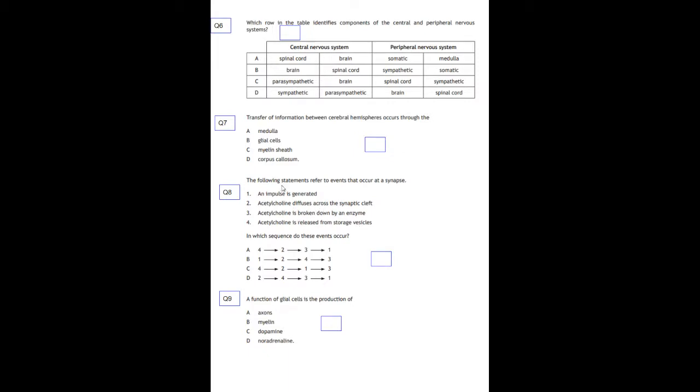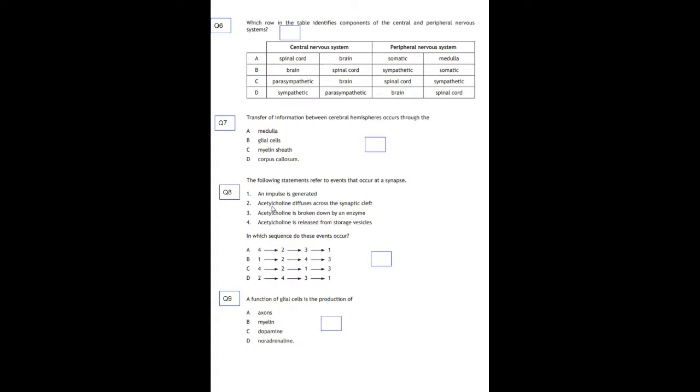If we think about it logically, we are trying to move an electrical impulse from before the synapse to after the synapse. So the thing that happens at the end is that this impulse is likely to be generated. That would be the logical thing to do, but we'll follow it through. So an impulse gets to the synapse, the acetylcholine is released from the storage vesicle. So we start with 4. So it's either A or C.